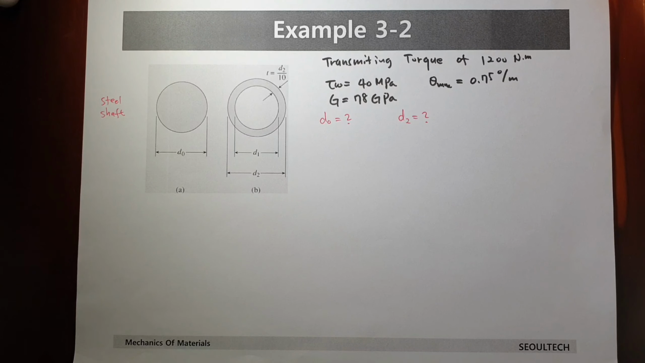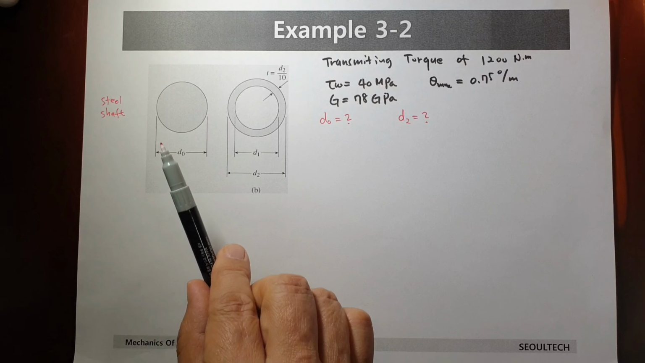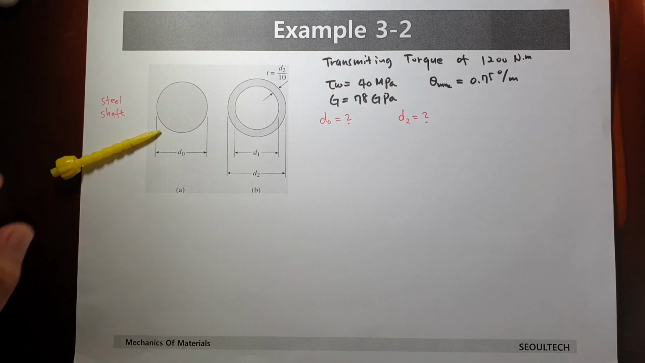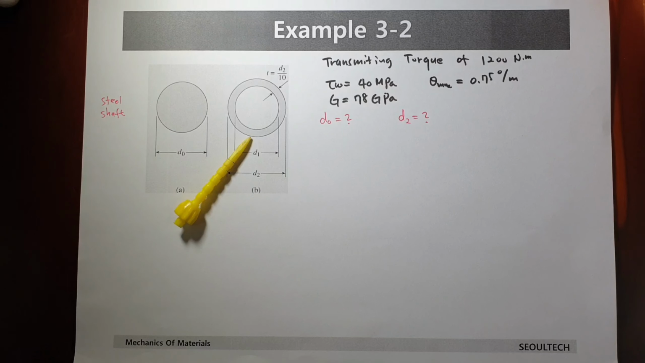Hi everybody, in this example we would like to consider twisting moment or torsion. We have the same length of cylinder. The cylinder itself is different, the cross section is different. On the left side you have a solid cylinder, full inside. And on the right side, in this case we have the so-called hollow cylinder. Inside is empty.